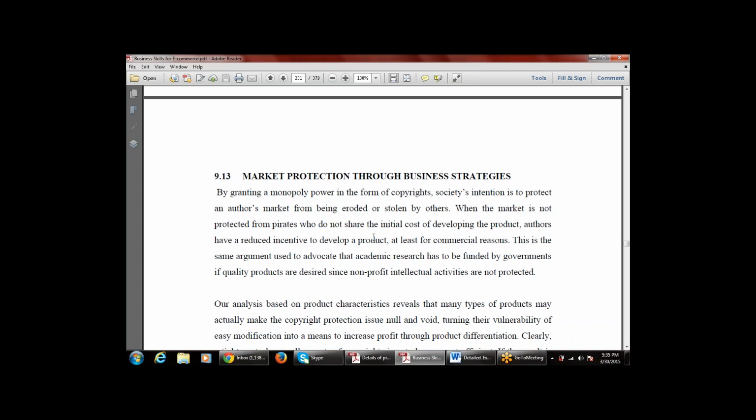This is the same argument used to advocate that academic research has to be funded by governments if quality products are desired, since non-profit intellectual activities are not protected. So this is the same argument used to advocate government funding. Why? Because one of the main reasons is that non-profit intellectual properties are not protected under digital copyrights.